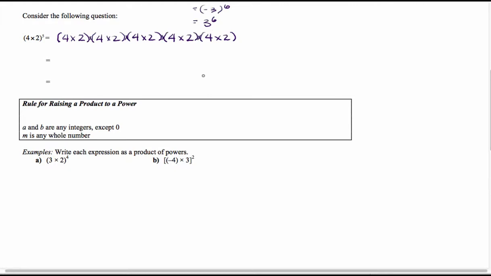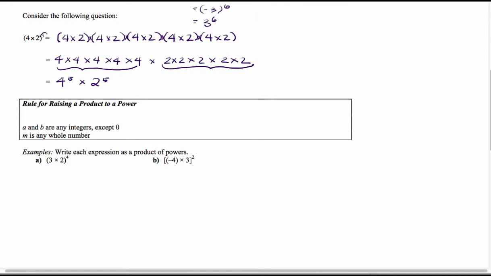Okay? And remembering that 2 times 4 is the same as 4 times 2, so we can group all of the 4's together. So we have 1, 2, 3, 4, 5. So 4 times 4 times 4 times 4 times another 4. And then we can group the 2's together, and we'll have 2 times 2 times 2 times 2 times 2. That simplifies to, so there's 5 of these 4's and 5 of these 2's, so 4 to the power of 5 times 2 to the power of 5. And hopefully you can see that all we've done is distribute this 5 to both the 4 and the 2.